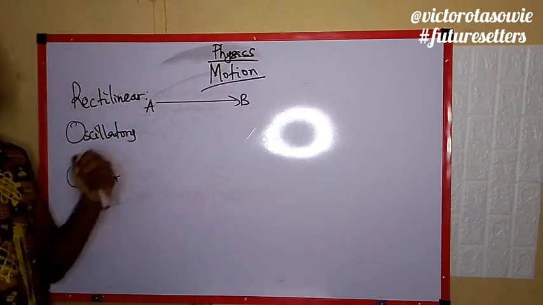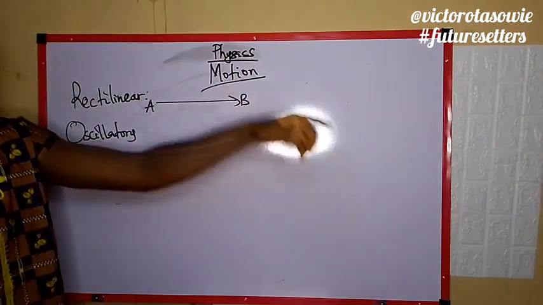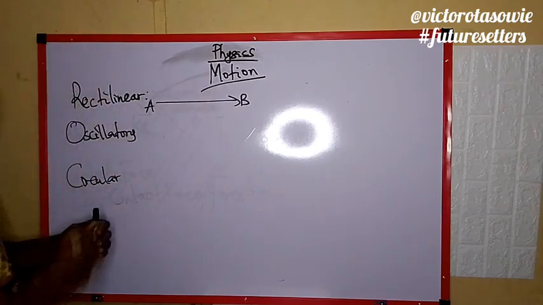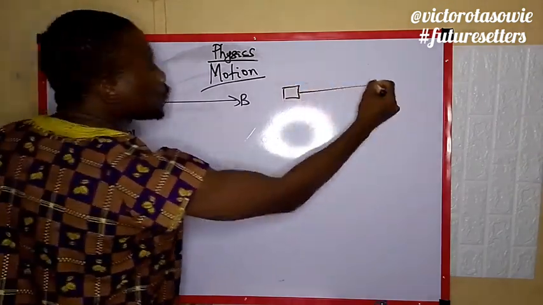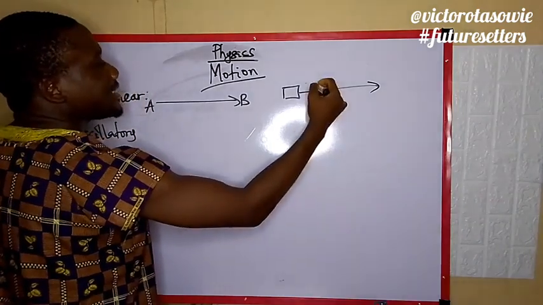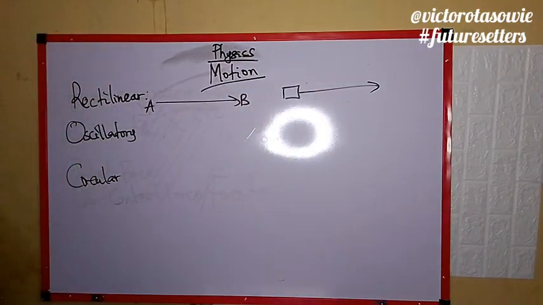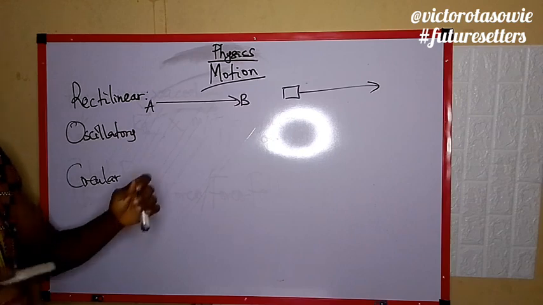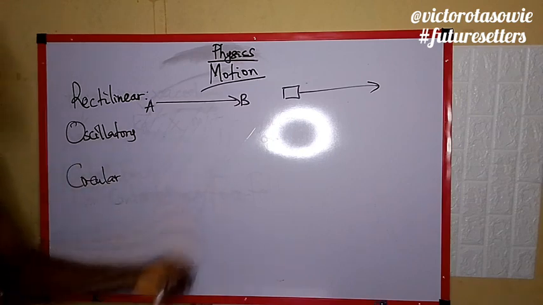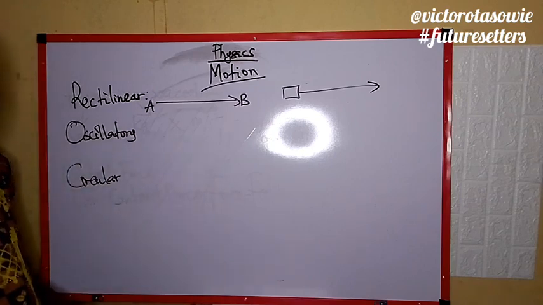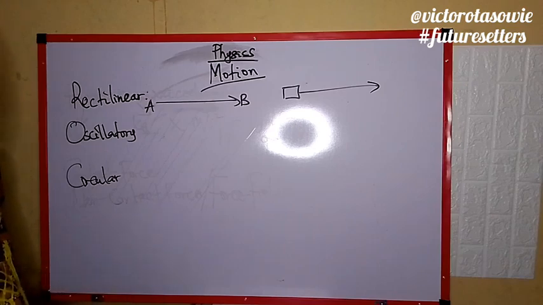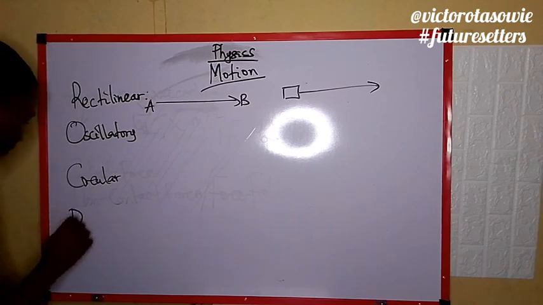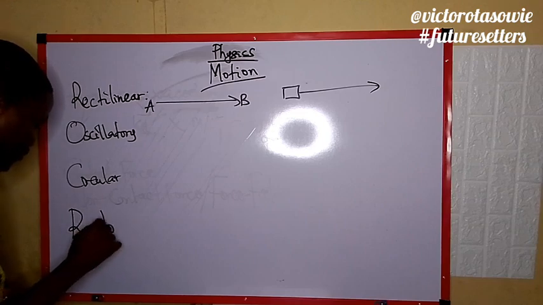A body starts from rest and goes to rest. A body starts from where it was not moving before, it was just stagnant in a particular place, and it moved to another place. That is known as what? Rectilinear form of motion. But in a situation where a body now goes to rest, it's also a form of rectilinear motion. Just like the cars, the way the cars are moving, you understand? Then we also have random motion, which is another type of motion.